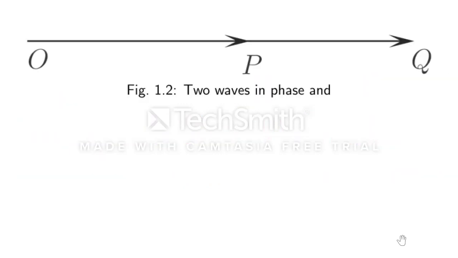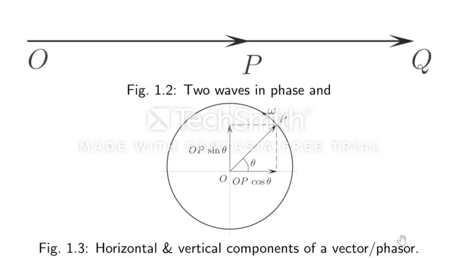Figure 1.2 shows two waves in phase and Figure 1.3 shows the horizontal and vertical components of a vector or phasor. Let OP be an AC rotating in anti-clockwise direction with an angular speed omega radian per second. Let theta be the angle with respect to x axis swept by it at any instant of time t.